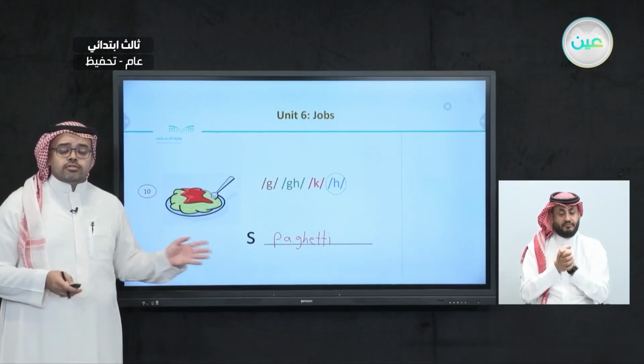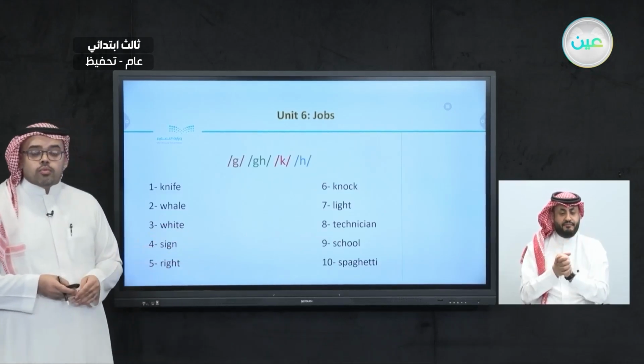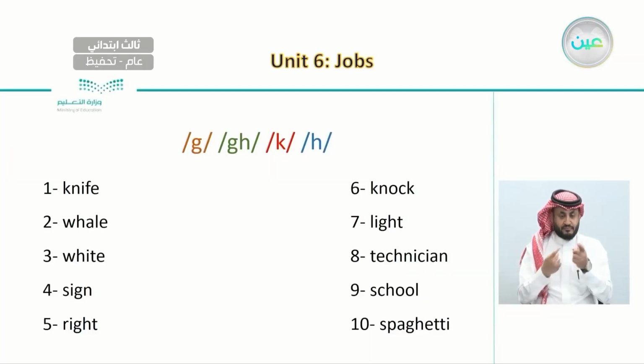So now, let's get to know the whole 10 words together. So these are the words that we mentioned together with the silent letter. The first one was knife. The letter K is silent. And the second one, whale, where H is silent. And the third one, white, where H is silent. And the fourth one is sign, where G is silent. And we have right, where G and H are silent.